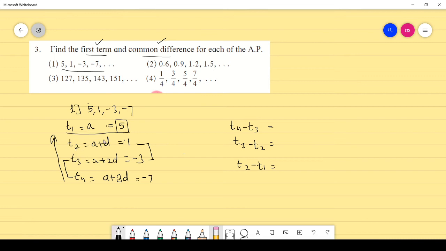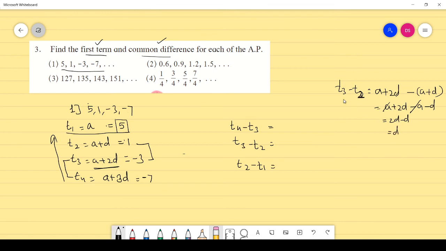Let me take t3 minus t2. What is the formula of t3? Here we have a plus 2d. t3 minus t2, right? Minus, what is t2? t2 is equal to what? a plus d, right? Now a will remain as a, 2d will remain as 2d, minus a, minus d. So plus a minus a cancel, and 2d minus d will remain. 2d minus 1d is equal to d.